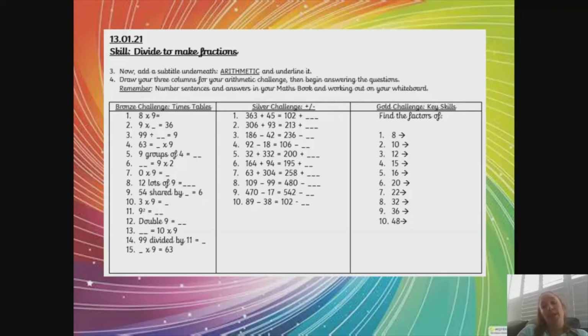And for your gold challenge, you are finding the factors of those numbers. Okay, so you might want to use your factor rainbows to help you remember how to do those. Okay, and then just come back when you're ready, but take your time, really try your best.